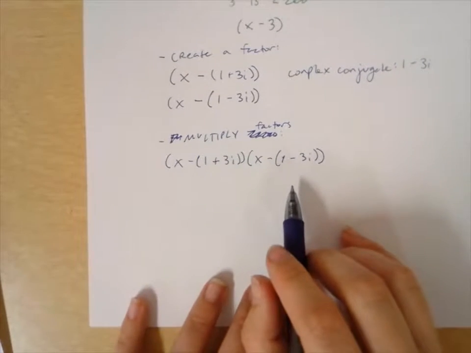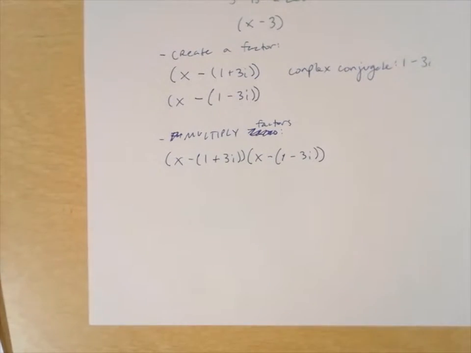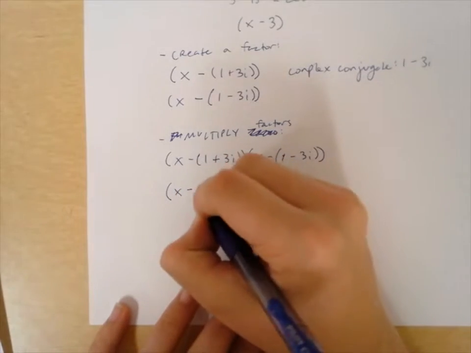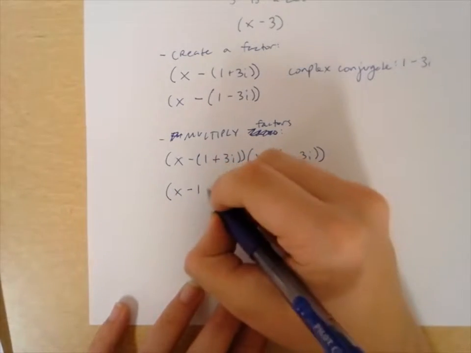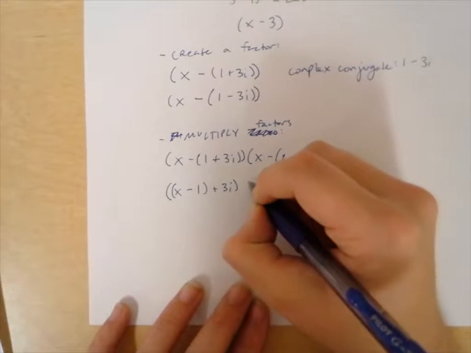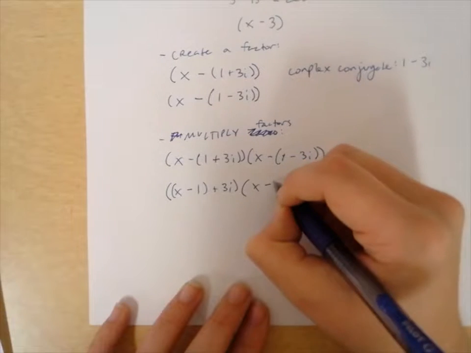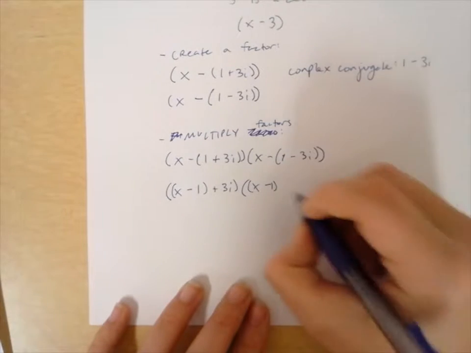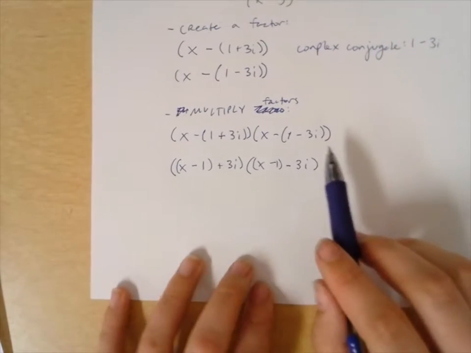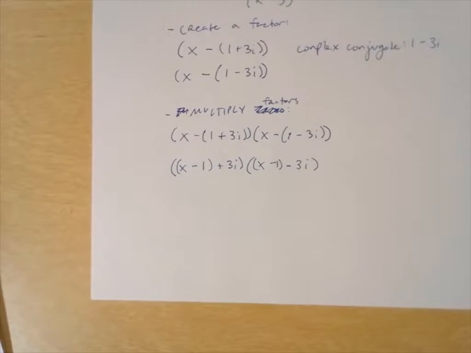Instead of doing a lot of unnecessary work, I'm going to rewrite this so it makes a little more sense. I'm going to say (x minus 1) plus 3i, and then (x minus 1) minus 3i. Because of the associative property of addition, we're allowed to do that.